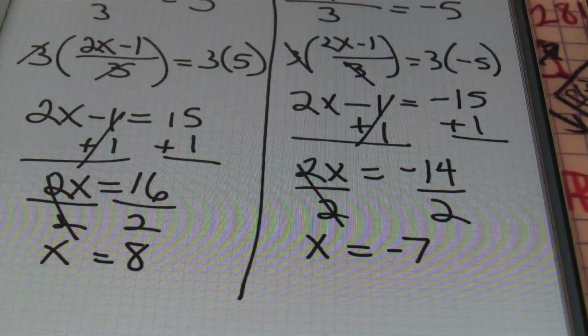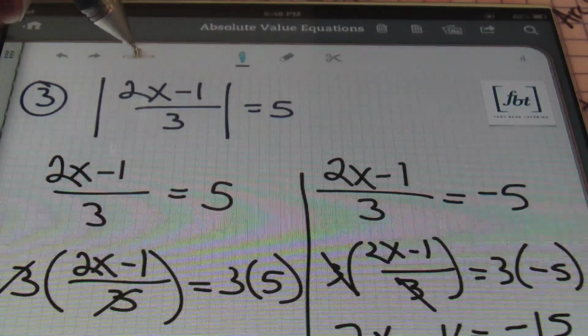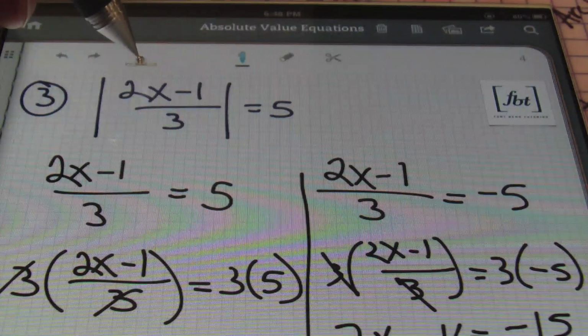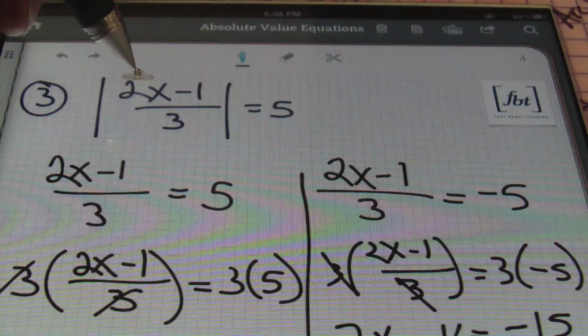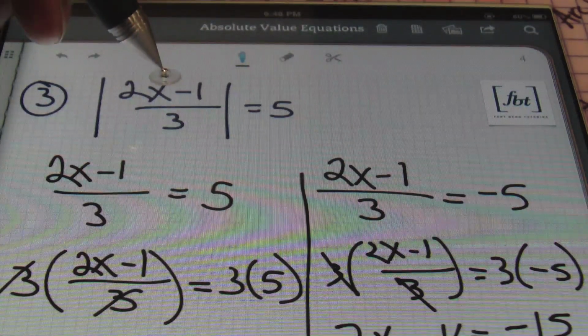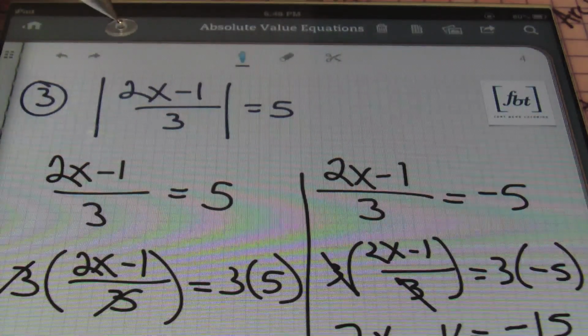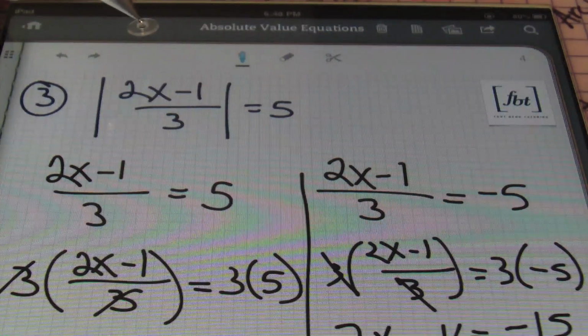So remember to try your values back in your original problem to see if it works. Let's see what happens here. If I were to plug in 8 back into the original equation here, I would have 2 times 8 is 16, and then 16 minus 1 gives me 15. 15 divided by 3 is 5, and then the absolute value of positive 5 is positive 5. That works. Next, go ahead and try that negative 7.